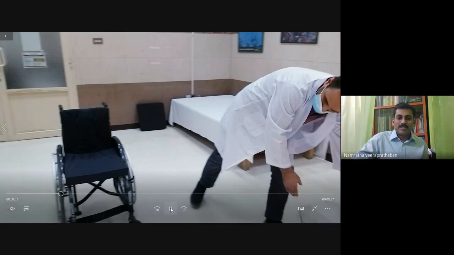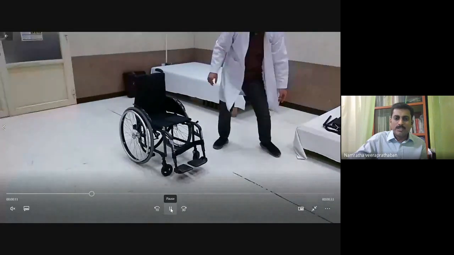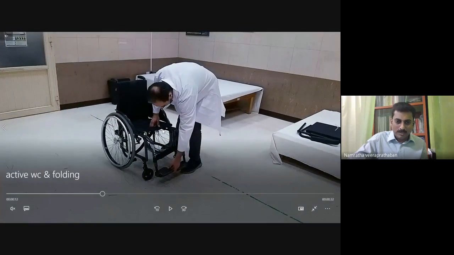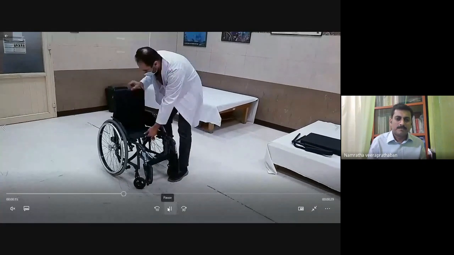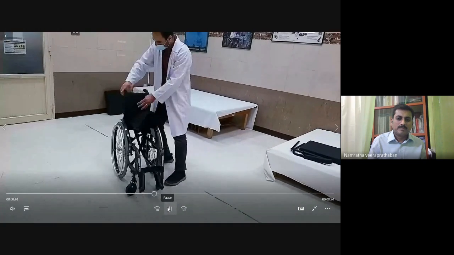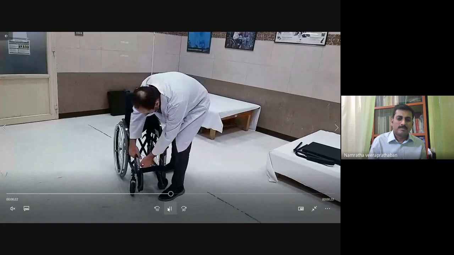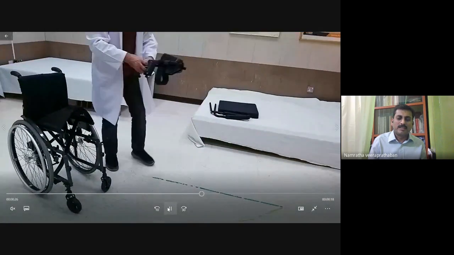This room is our seating clinic. Now, this is actually, as I said, the active wheelchair foldable option. If you look down here, there is an X bar now. When you have an X bar, this wheelchair is foldable. And he is removing the hangers. These are 80-degree hangers.